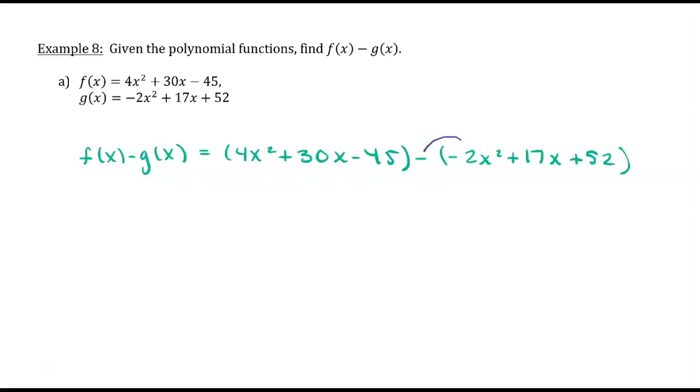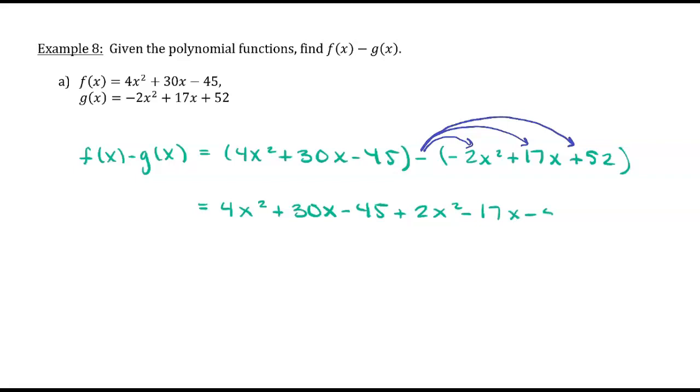Let's start by distributing. This becomes 4x squared plus 30x minus 45 plus 2x squared minus 17x minus 52. This also allows us to drop the parentheses. Combining like terms, we have a 4x squared and a positive 2x squared. Combining these like terms, we have 6x squared. Next, we have a positive 30x and a negative 17x. Combining those like terms, we have a positive 13x. And last, we have a negative 45 and a negative 52, which combined give us a total of negative 97.